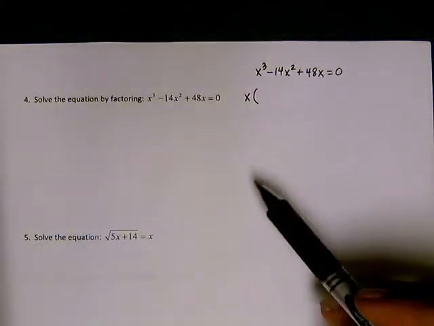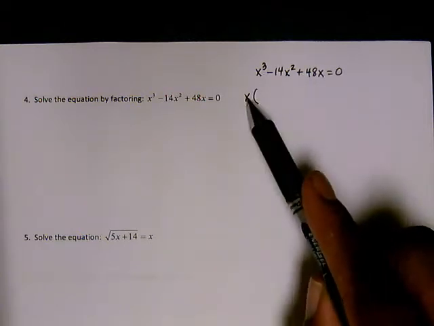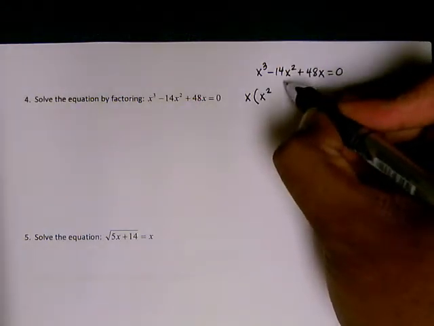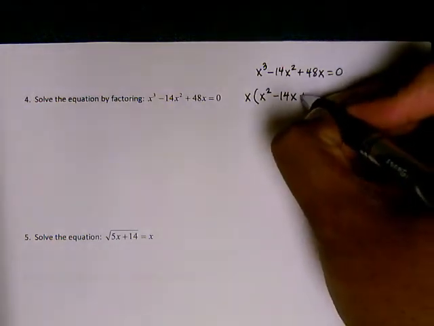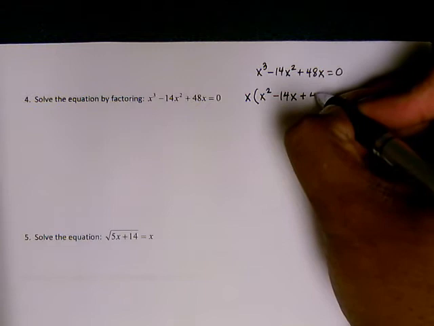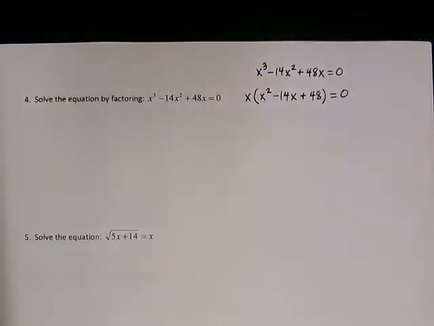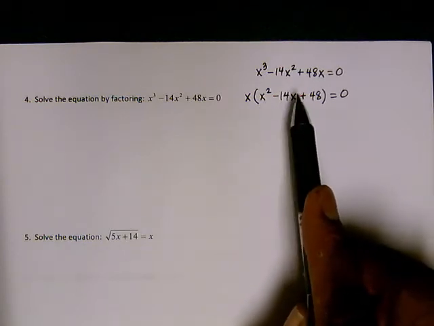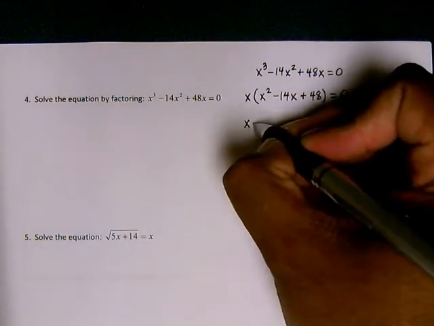Now, to get what's inside the parentheses, we're going to divide each term by that common factor. So x cubed divided by x will be x squared. Minus 14x squared divided by x will be a minus 14x. Plus 48x divided by x will be 48. And that's equal to 0. So I get x times x squared minus 14x plus 48 equal to 0. Now for the x squared minus 14x plus 48, I can factor this into two binomials here. So I'm going to bring down the x.